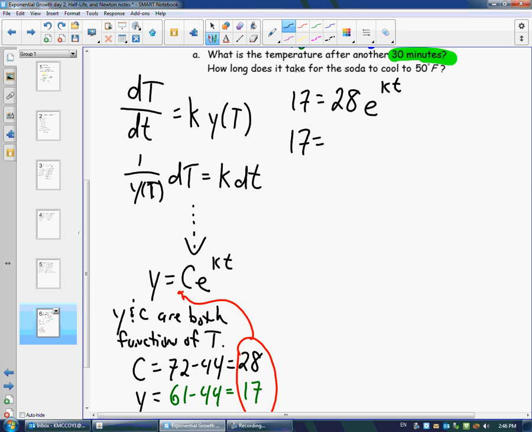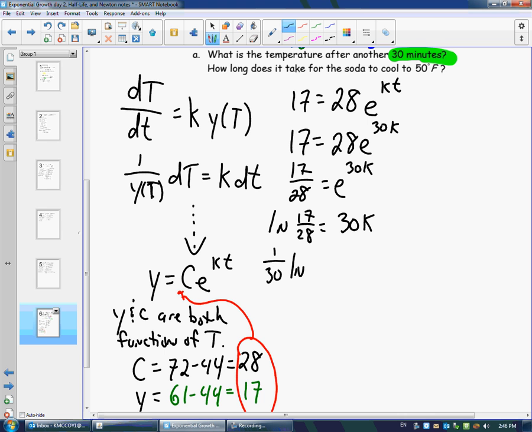So we get 17, I'm going to stick with minutes, equals 28 e to the 30k. Okay, and then again, solving for k, we keep doing the same thing over and over again. 17 over 28 equals e to the 30k. Natural log both sides gives us 30k on the right, and then dividing by 30 is the same as 1/30th. The natural log of 17 over 28 equals k. All right, so that's our k value.